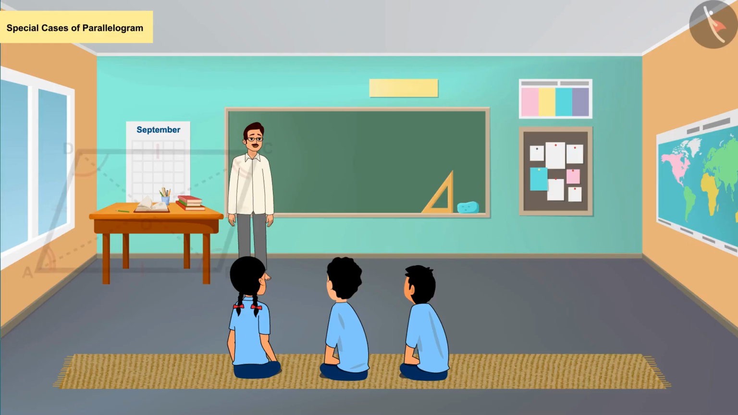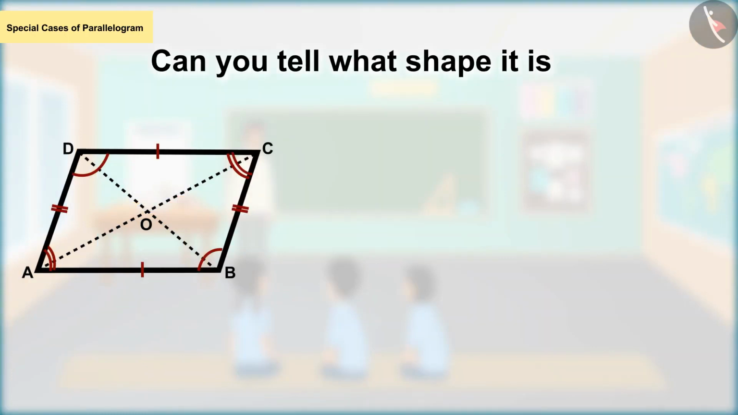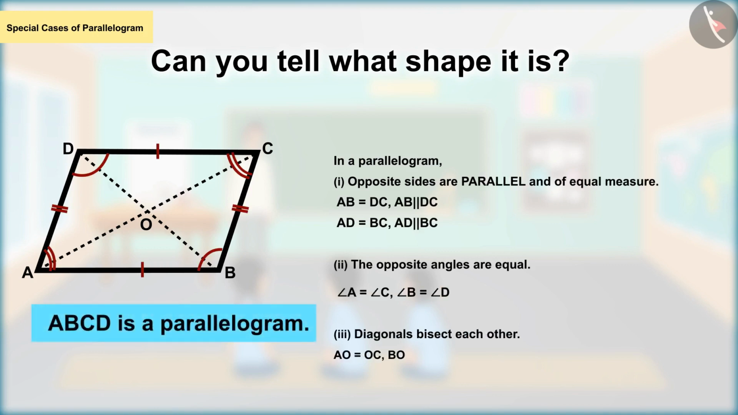The teacher in the class asked the children to identify this figure. Can you tell what shape it is? Think. Well done. Opposite sides are parallel and of equal measure, and the opposite angles are also of equal measure. Hence, the figure shown is a parallelogram.